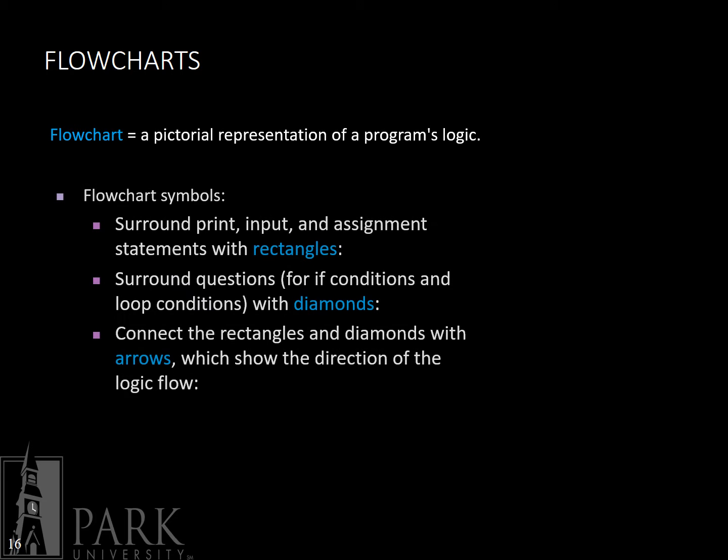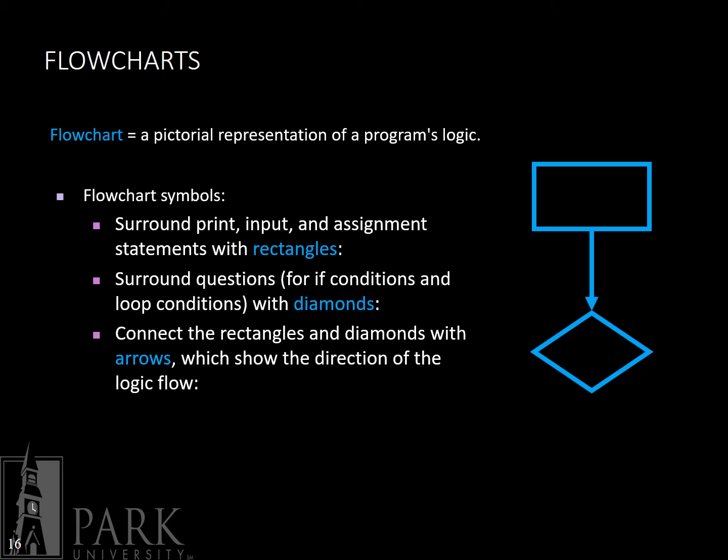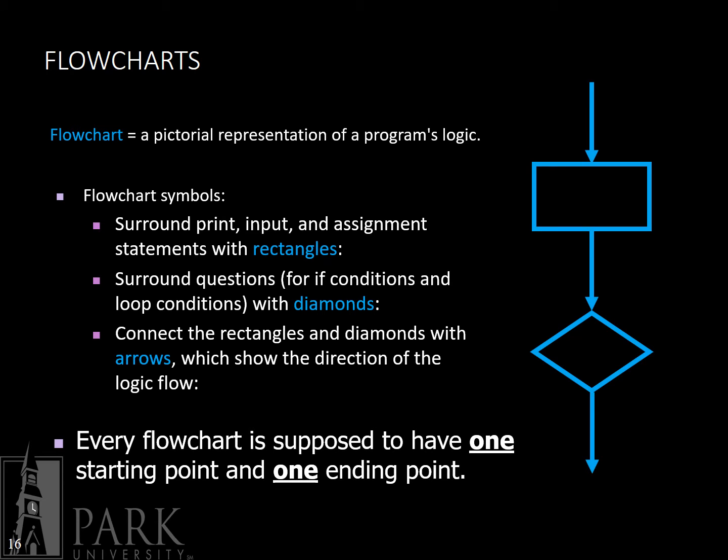And there's only a couple of key symbols that you need to remember, so it's really easy. First, we're going to use a rectangle for any type of sequential blocks of code that do not involve decision making. This includes print, input, and assignment operations. Now, a diamond represents choices that a program makes, and this includes if statements and loop conditions. And finally, we have an arrow that simply connects these two together, showing the direction of program flow. Every flowchart is supposed to have one starting point and one ending point. So you can see here we have the two arrows at the top and the bottom represent our start and our finish.